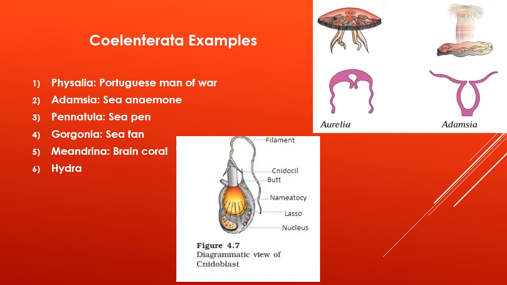In the diagrams you could see one is Aurelia, which is nothing but a jellyfish. Adamsia is also given, that is sea anemone. And this diagram is the cnidoblast or nematocyst.